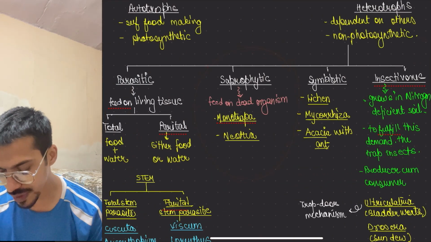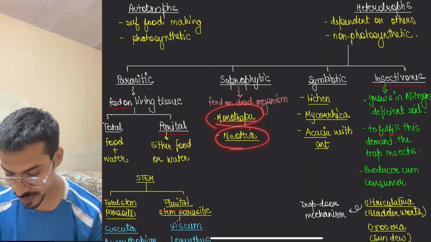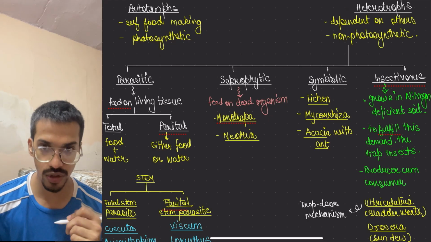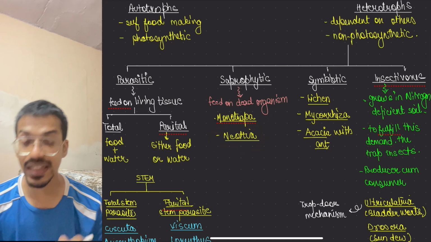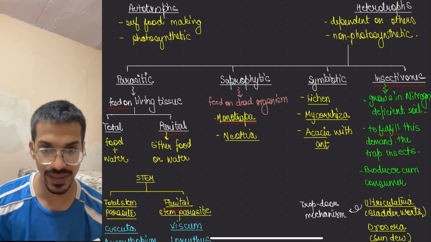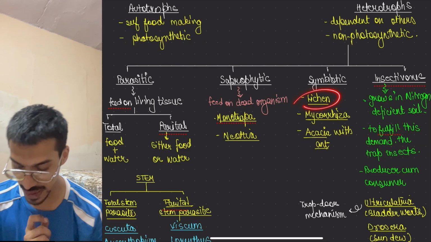Now saprophytic means they depend on dead decaying organisms, like Monotropa and Neottia. Monotropa is also called the Indian pipe plant. Neottia is called the bird's nest plant. Okay, then symbiotic means in relationship with certain organisms, like lichens.